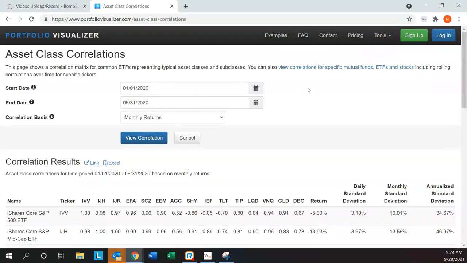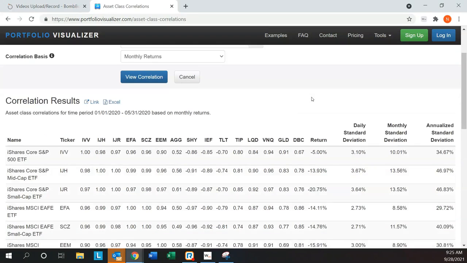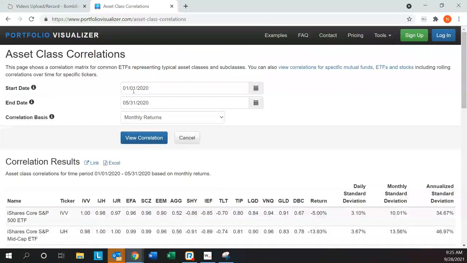So looking at correlations, one means two assets move exactly in tandem, okay? An asset class correlation of 0 means there's no correlation. So asset A goes up, asset B might go up, it might go down, it might stay flat. A negative correlation, a correlation of -1, means if asset A goes up 10%, asset B will go down by 10%. So with that context, all I've done here, again, is looking at a period of stress, so 1/1 of 20 to 5/31 of 20.